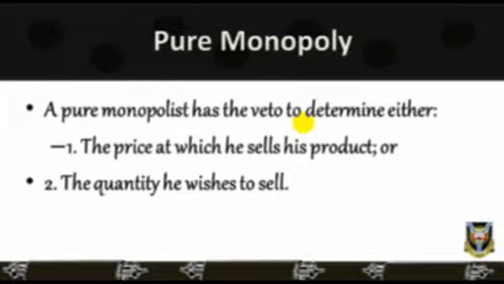A pure monopolist has the veto to determine either 1. the price at which he sells his product, or 2. the quantity he wishes to sell. He cannot determine both price and quantity at the same time because he has no control over demand. Once he takes the output decision, the price decision is left to be settled by the demand for the product. Similarly, if he chooses the price at which he will sell, the quantity of the product he can put on the market will be dictated by the demand.